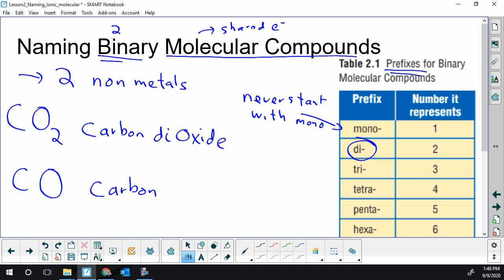Okay? Now we have to write the mono. We always use a prefix for the second one. It's oxygen again. We drop the ending. We switch it to IDE just like before. We use a prefix for one, which is mono. Now I'm just not going to write this last O.